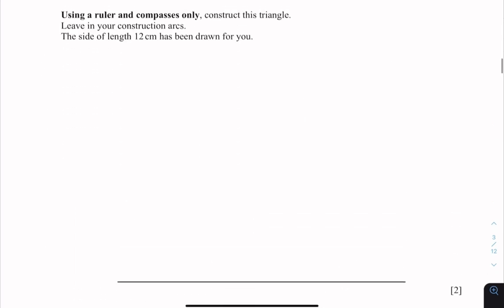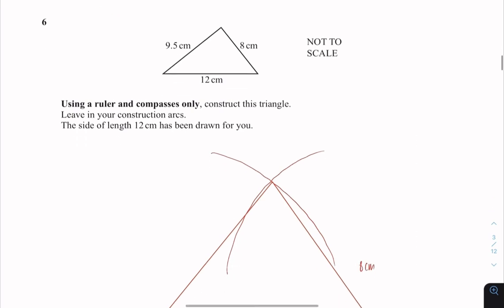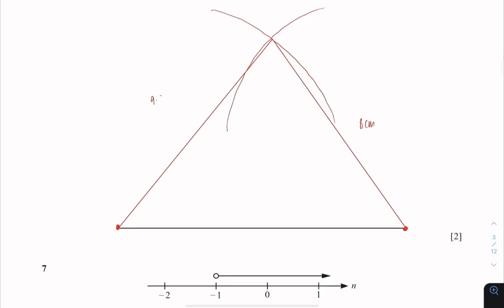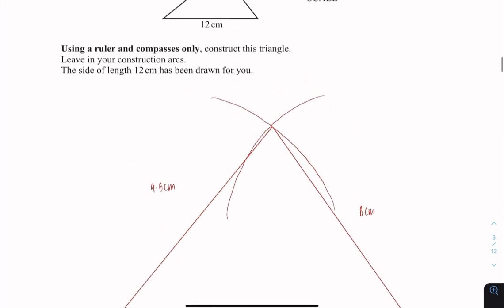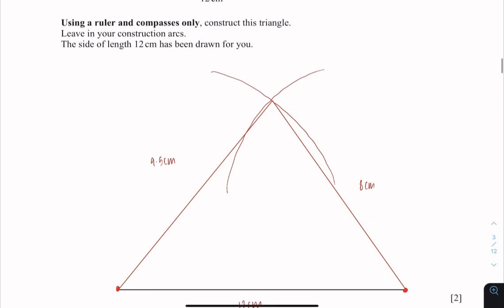Question 6 is a bit tricky since I don't have a compass on the screen, but basically you put your needle on the 2 points I drew here, and then you measure the appropriate distance and draw the arcs, and then connect the lines at the intersecting arcs, and don't forget to label your lines. So that's 8 centimeters, 9.5 centimeters, and 12 centimeters.